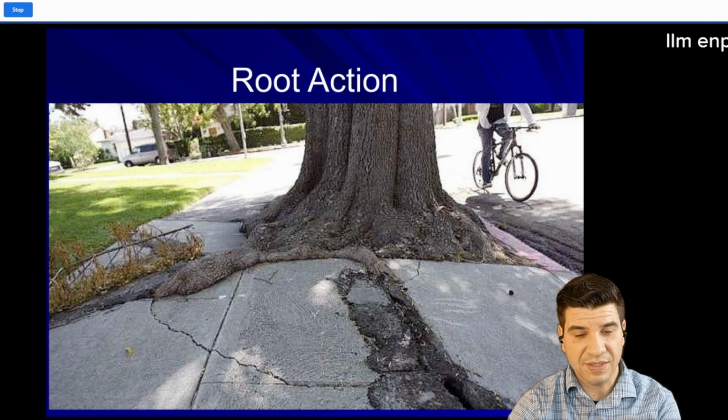On your way to school, you see this. Tree lifted the sidewalk, cracked it, broke it in parts.